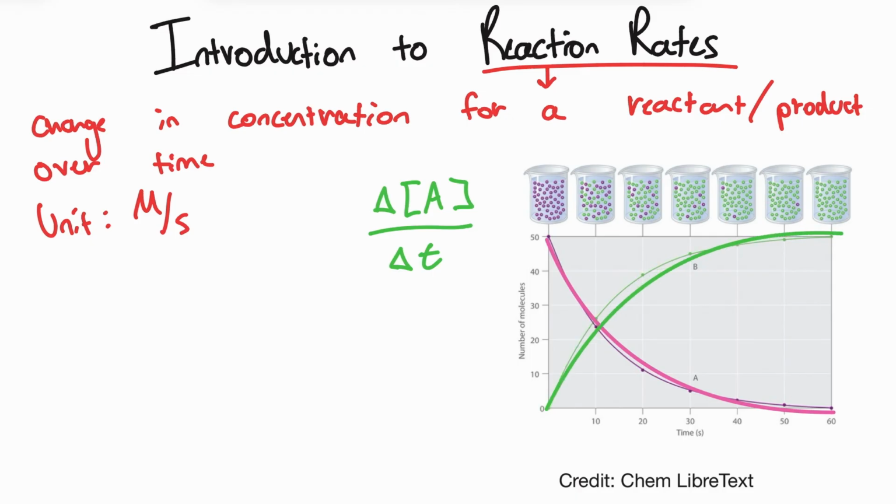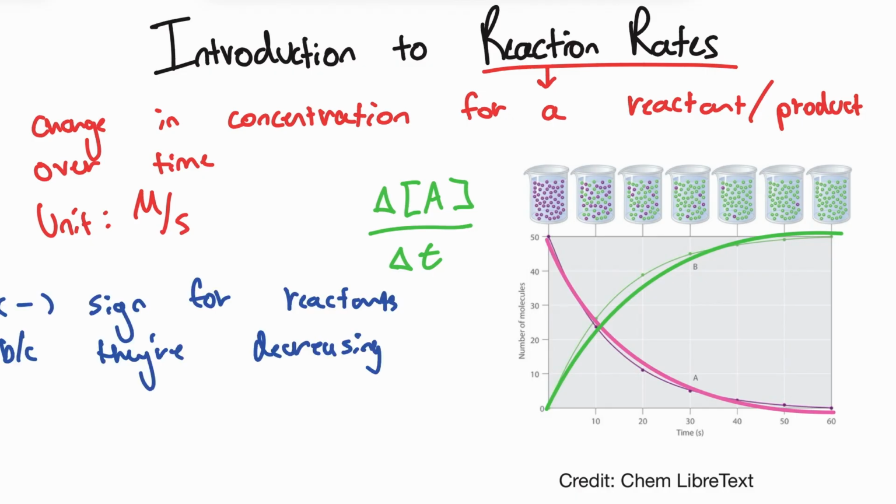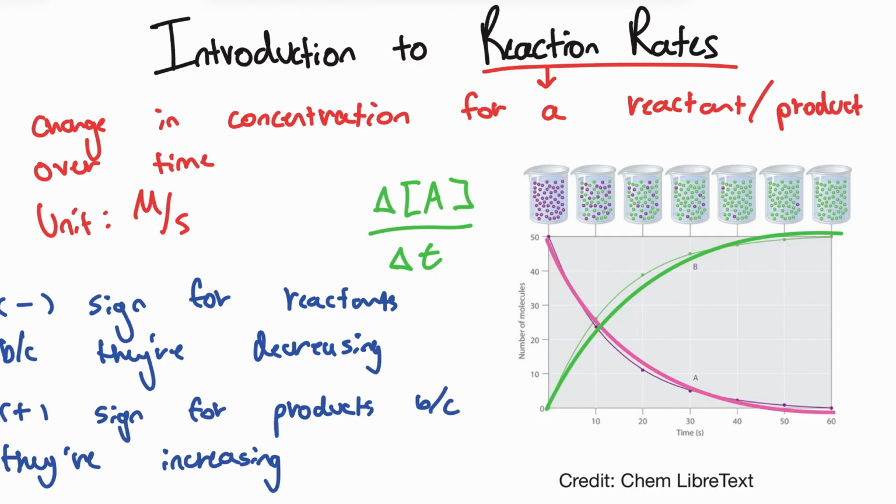Thus, in the future, when we're going to be writing out a reaction rate for a species, we're going to use a negative for our reactants. Because remember, their concentration is the one that's decreasing. And then for our products, we'll be using a positive sign because they're going to be increasing in concentration.